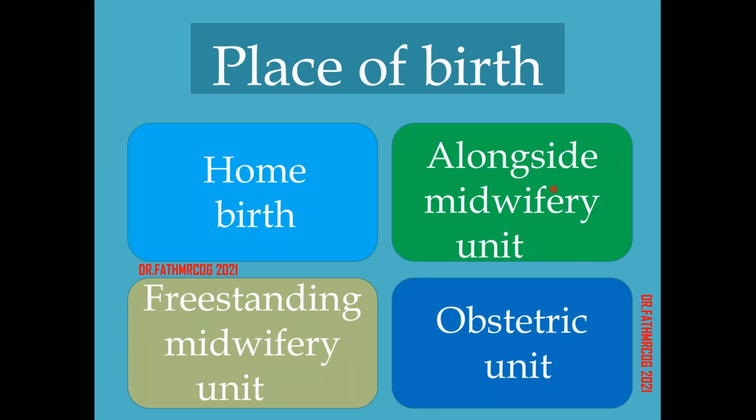The freestanding midwifery units provide care to healthy women with straightforward pregnancy during labor and following birth. So this is for straightforward pregnant women or low-risk women. Freestanding units are set in community settings, often in a community hospital, which do not have specialist obstetric units. But alongside midwifery units are located close to the obstetric units. So this is the difference between alongside and freestanding midwifery.